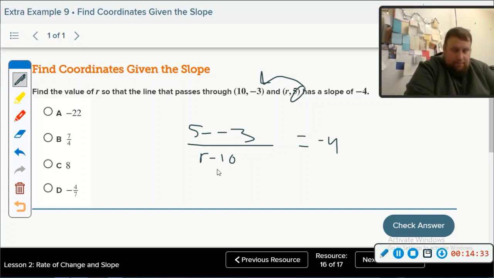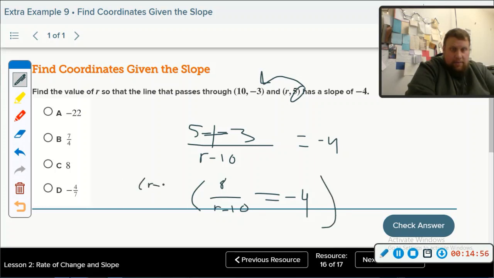All right. So this one's going to be a little different, so just hang with me on this, because as long as I do the same thing to one side, I can do it to the other. This turns into a plus, and I end up with 8 over r minus 10 equals -4. Well, I want to get r minus 10 off the denominator, so I'm going to multiply this whole thing by r minus 10, which is going to cancel out.